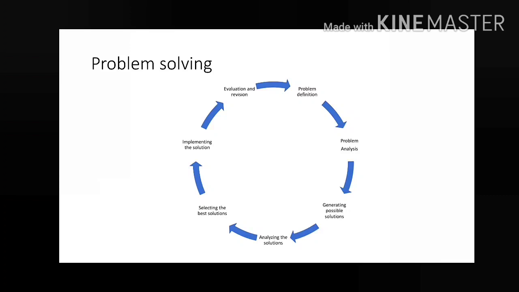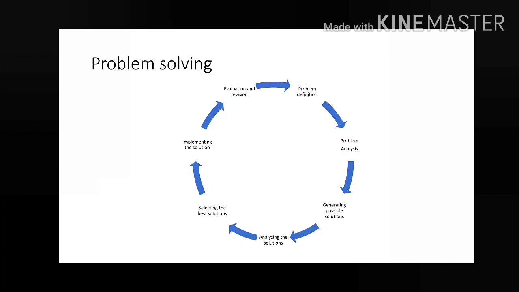Okay, so now next is the selecting the best solution. So now he has already selected the best option out of it, that is he wants to go to the allopathic doctor. Now next is the implementing the solution. Now that particular individual will actually go to that doctor and will ask for the help. Okay, so this is the implementation of the solution.